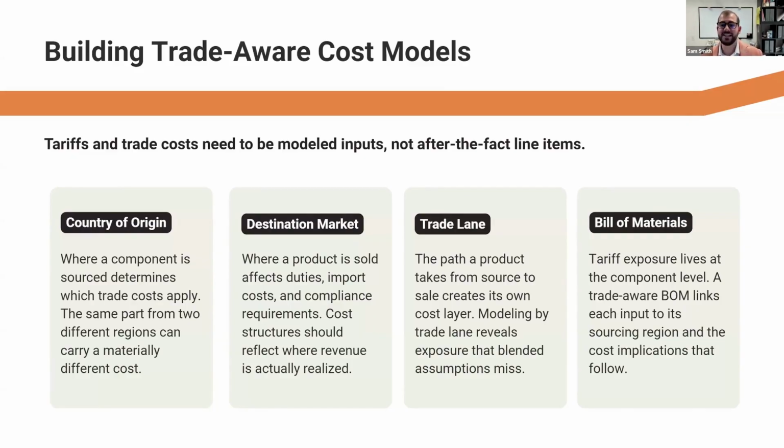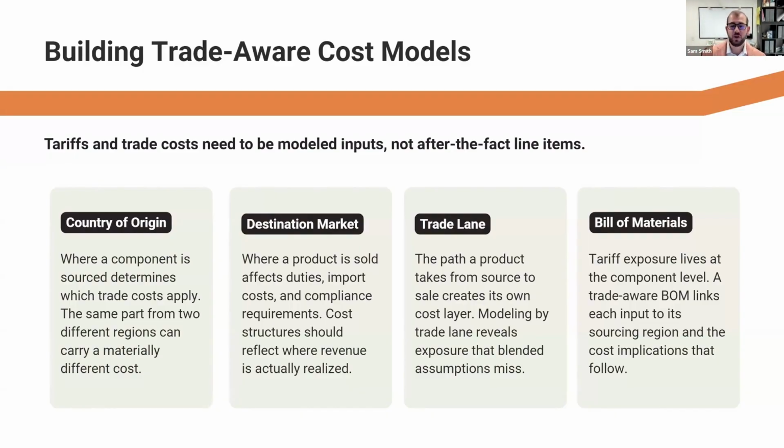Now, the second is the destination market. Where a product is sold affects duties, import costs, and compliance requirements. Our cost structures should reflect where revenue is actually realized, not just where things are being made. And for those of us working in multinational organizations, the destination matters for the sourcing of raw materials too, not just the sale of finished goods. The same component sourced from the same supplier location can carry materially different costs depending on where it's delivered, and that asymmetry has to be in the model.